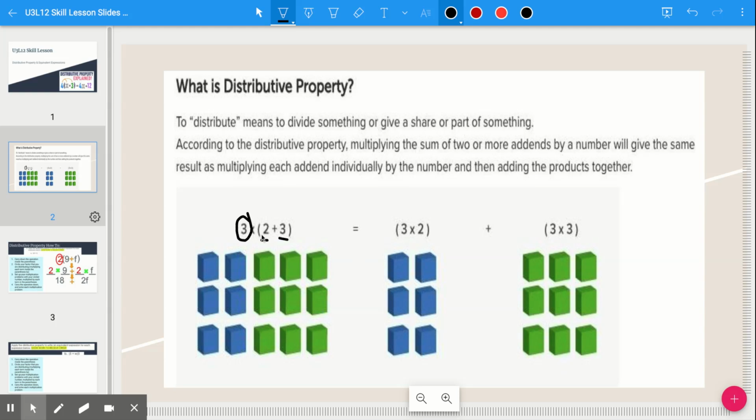So doing this work written this way, and a lot of times you won't see the multiplication sign, you'll just see the number in front of the parentheses, is the same thing as doing 3 times 2 plus 3 times 3. Please pause the video here and draw this visual if this is helpful for you.